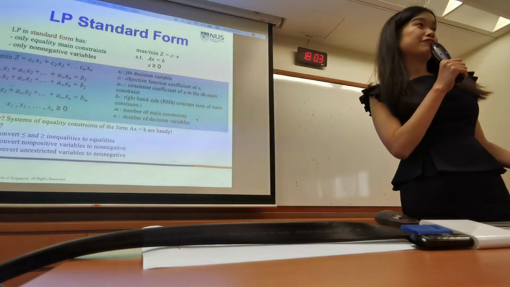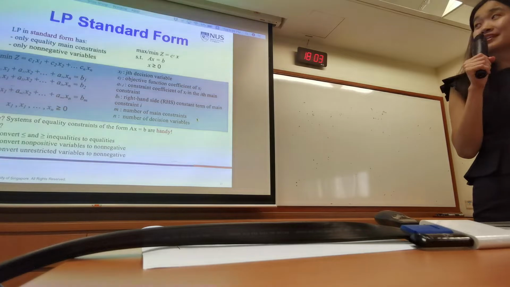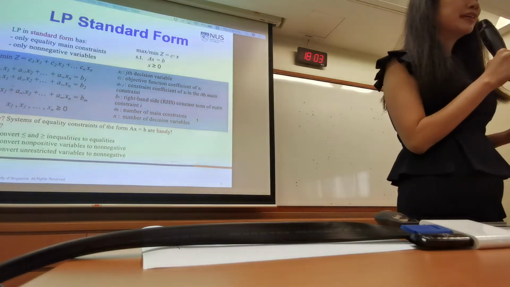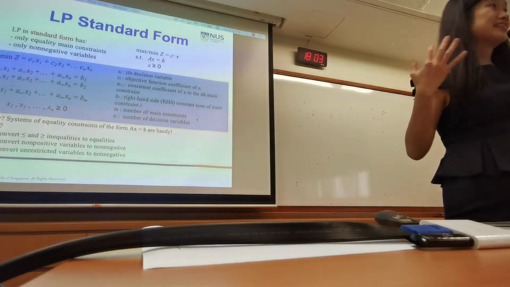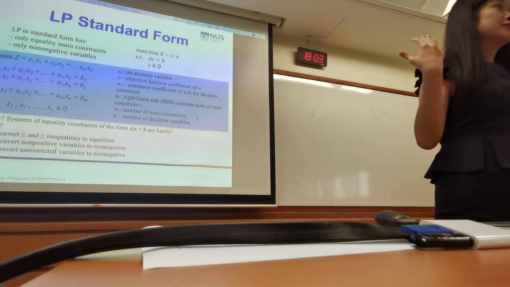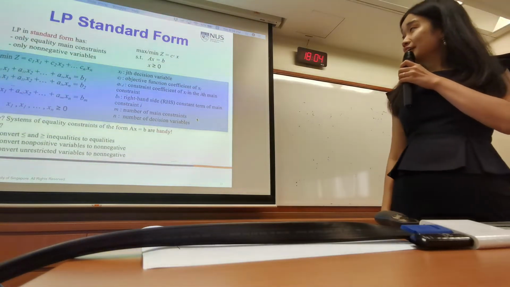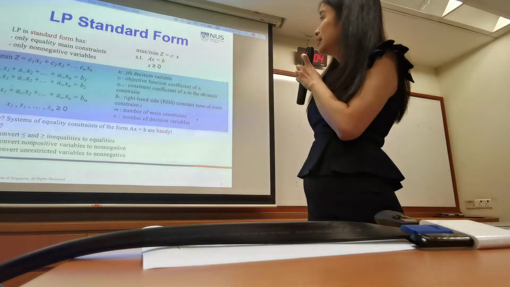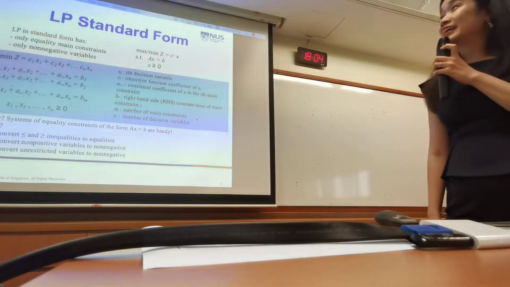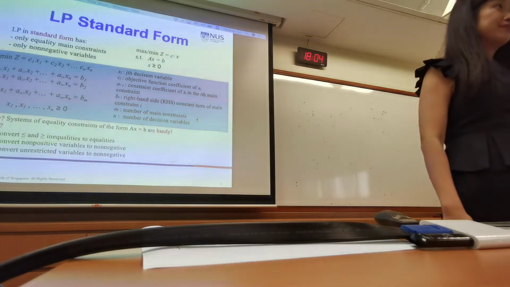Why do we need standard form? You can write your problem in any way, but when you try to use some standard algorithm to solve it, it's kind of like a protocol. You need to write in a standard form, therefore those solving strategies are applicable to your problem. So here we define an LP in standard form if it has only equality constraints and only non-negative variables.